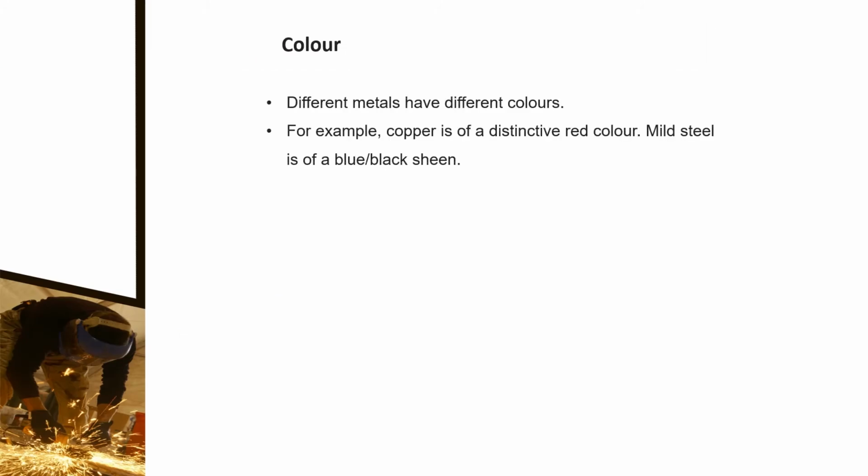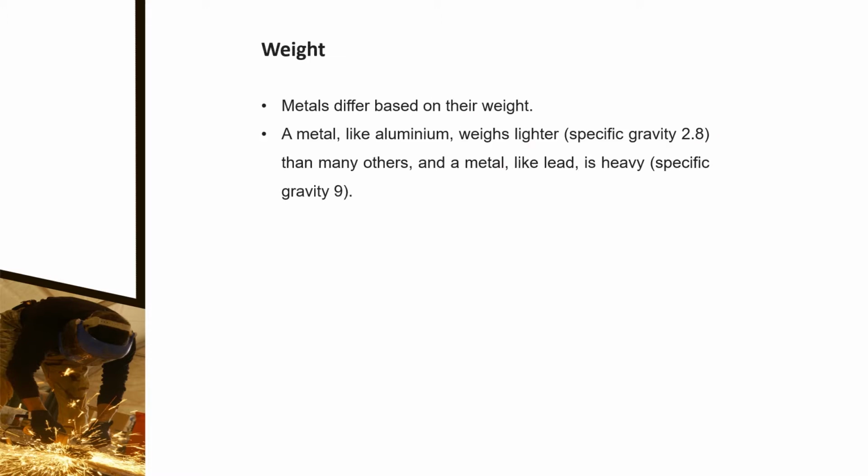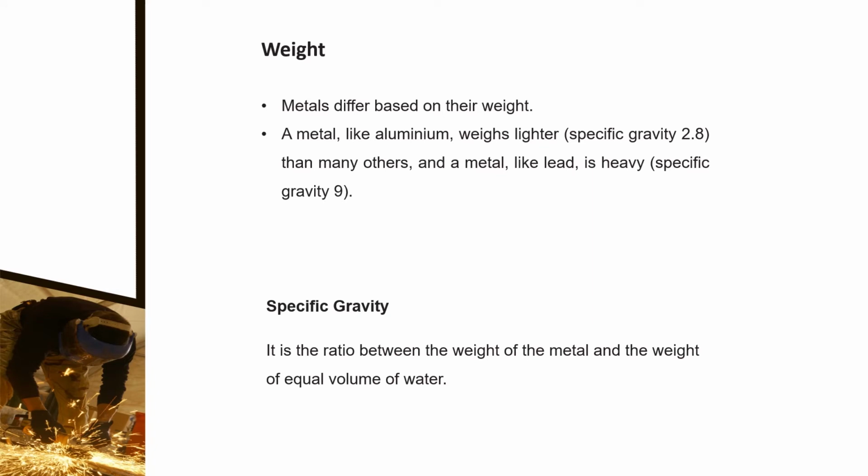Color. Different metals have different colors. For example, copper is of a distinctive red color, mild steel is of a blue or black sheen. Weight. Metals differ based on their weight. A metal like aluminium is lighter, with a specific gravity of 2.8, than many others, and a metal like lead is heavy, with a specific gravity of 9. Specific gravity is the ratio between the weight of the metal and the weight of an equal volume of water.